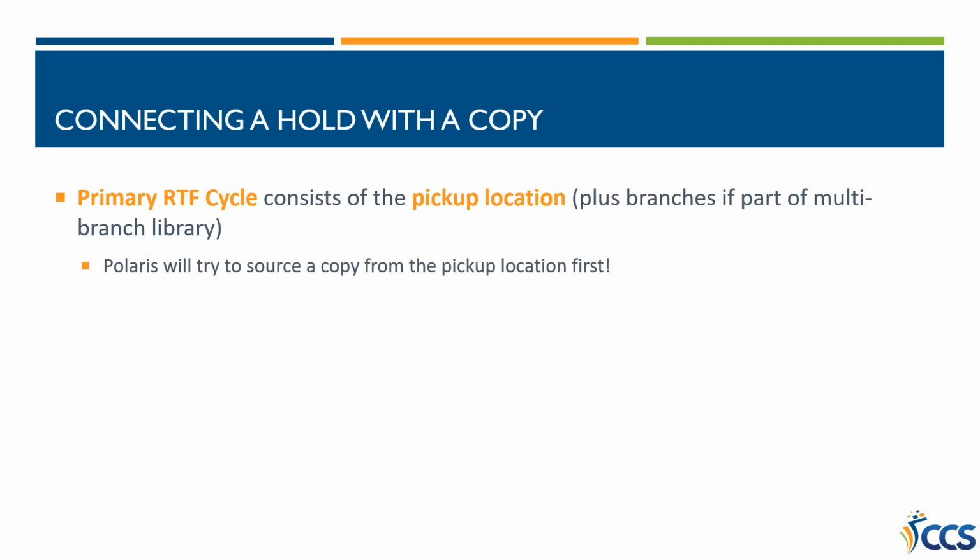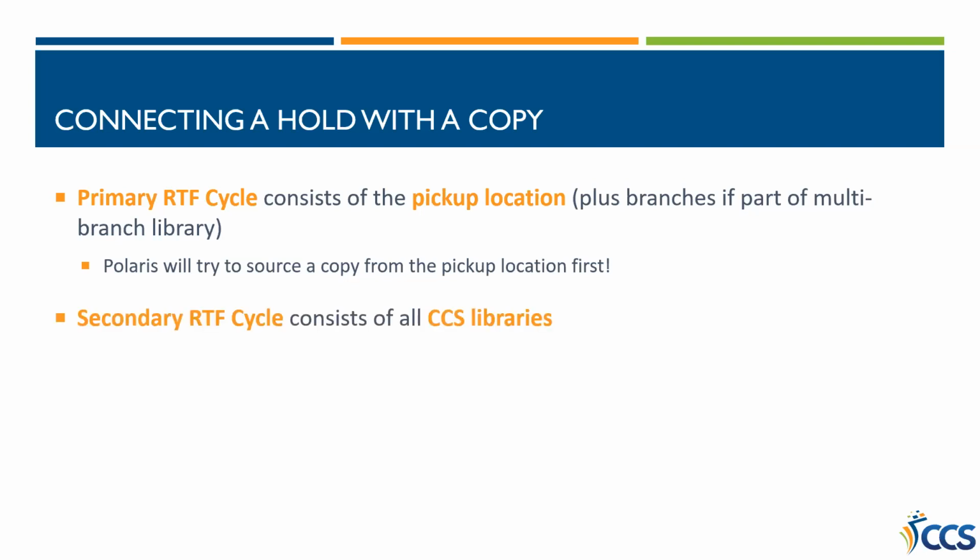It saves delivery time, it saves delivery van gas, it saves time for staff to process the holds to go in transit and receive. So if the pickup location has a copy, it just makes sense that they get that request first. Or again, if it's a multi-branch library, it's still faster for the pickup location to get a copy from one of their branches than through Rails delivery. So primary RTF cycle, pickup location.